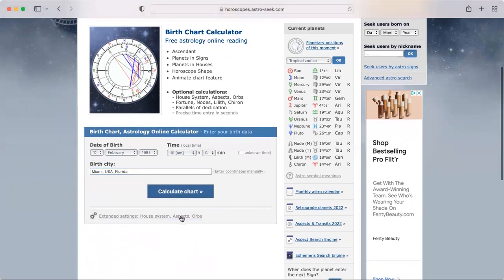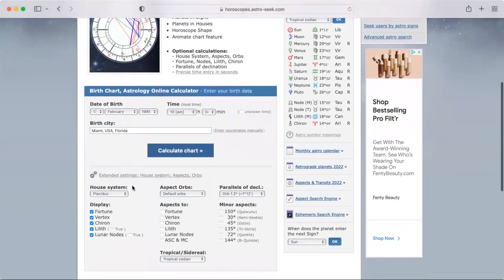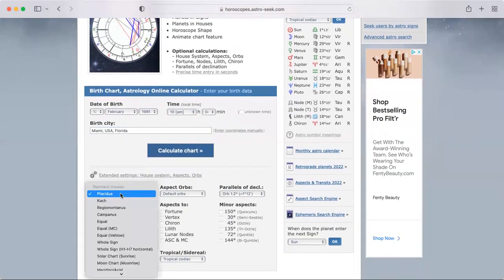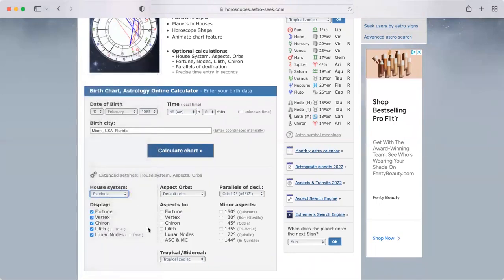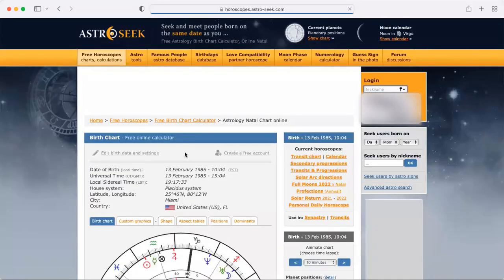If you want, you can tamper with the house systems. It's common for Placidus house systems to be used, so I'm gonna keep it there. Then you can scroll down, right? These are just different minor aspects. If you want to select these, you don't have to though. I would keep it at tropical. This is more the western scale or zodiac. And yeah, we can create the chart, right?